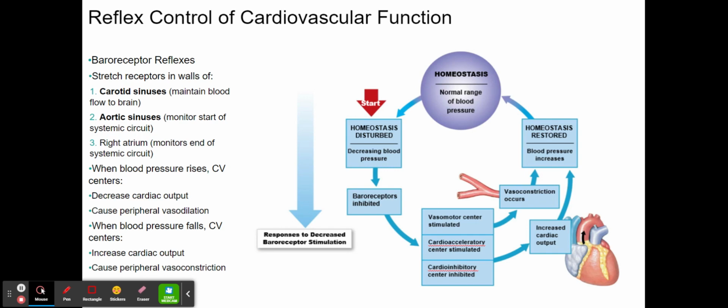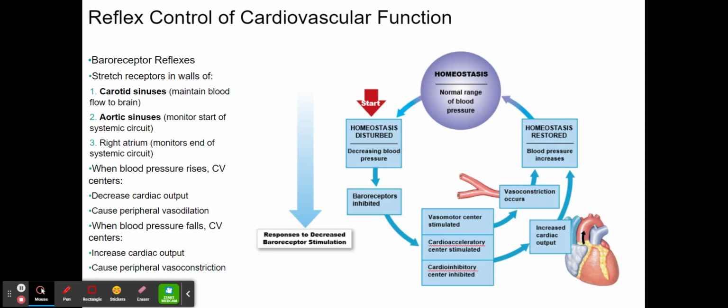Atrial baroreceptors monitor blood pressure at the end of the systemic circuit, at the vena cava and the right atrium. Under normal circumstances, the heart pumps blood into the aorta at the same rate at which blood arrives at the right atrium. When the blood pressure rises at the right atrium, blood is arriving at the heart faster than it is being pumped out. The atrial baroreceptors correct the situation by stimulating the CV centers to increase cardiac output until the backlog of venous blood is removed. Atrial pressure then returns to normal.